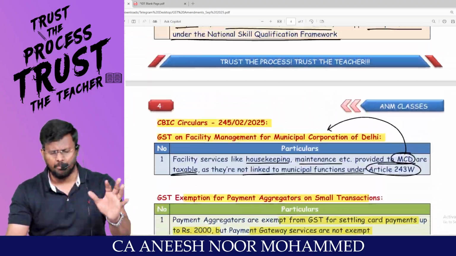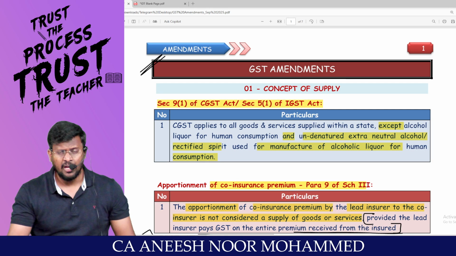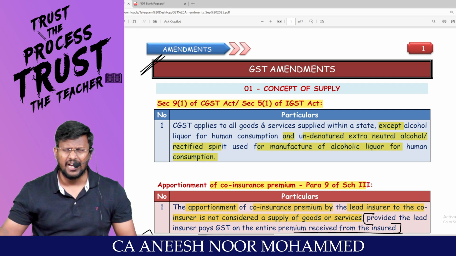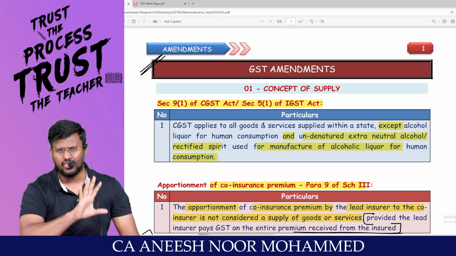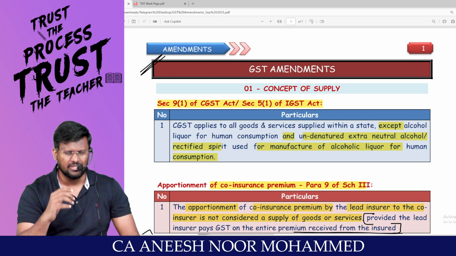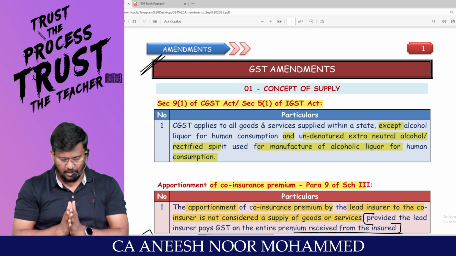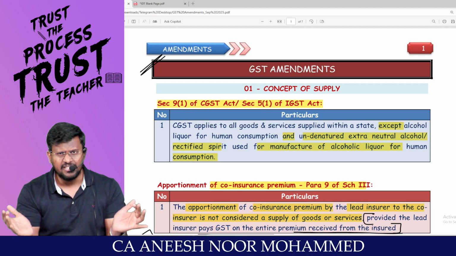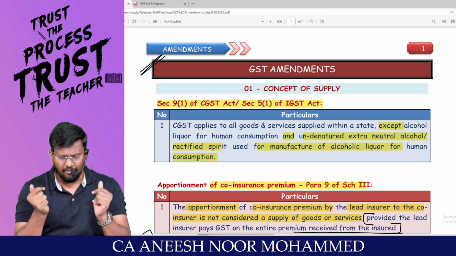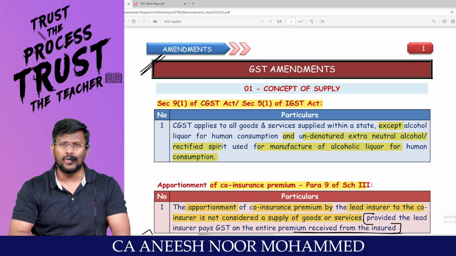These are the major amendments in your statutory updates. I hope that certain circulars I have not covered in depth. I just said that this is exempted, this is taxable, because that is more than enough, my dear lovable students. And the remaining section amendments and all, we have done in depth. I believe that this is very useful for you.